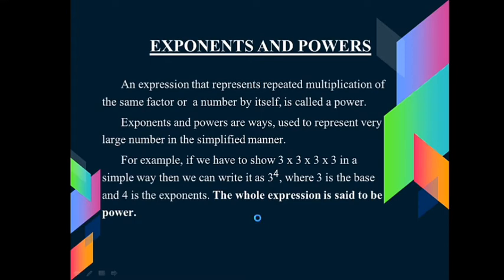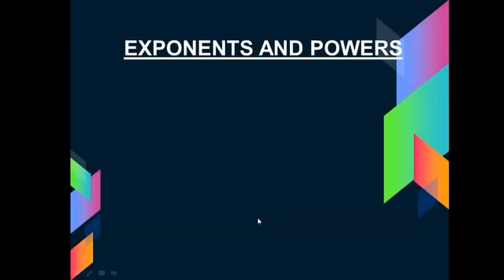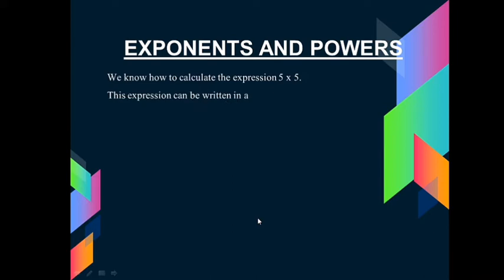Now next, exponents and powers. We know how to calculate the expression 5 into 5. This expression can be written in a shorter way using something called exponential form. So we can write the above expression 5 into 5 in a shorter form, which is called exponential form. We can write 5 into 5 is equal to 5 raised to the power 2. We have to read it as 5 raised to the power 2.